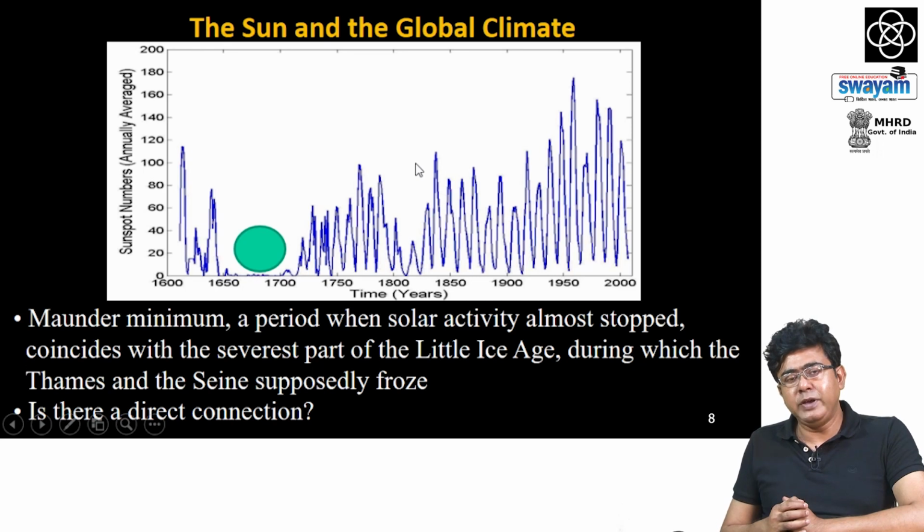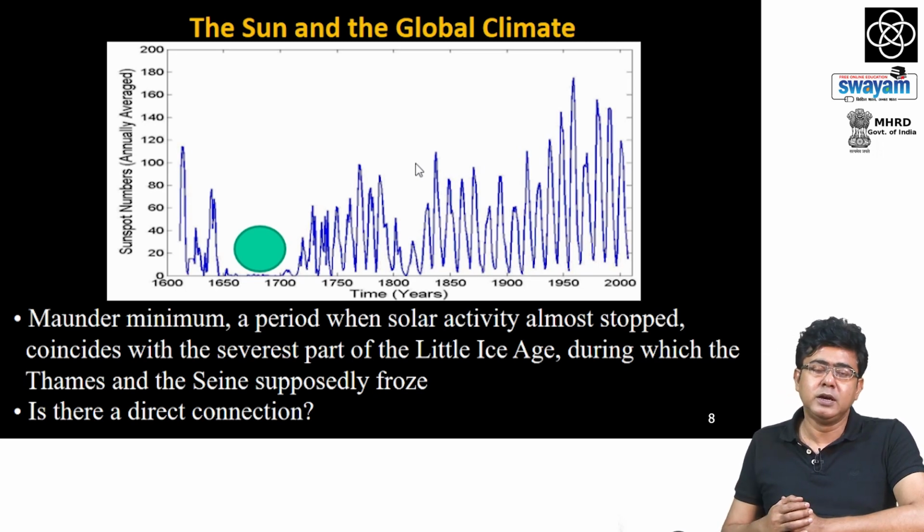And this phase also coincided with the most severe part of what is known as the Little Ice Age, which is a documented phase of global cooling on Earth. And it is thought that the Maunder minima could have intensified the Little Ice Age, and based on this, people have been looking for more direct links between specific events on the sun and its impact on the climate on Earth.